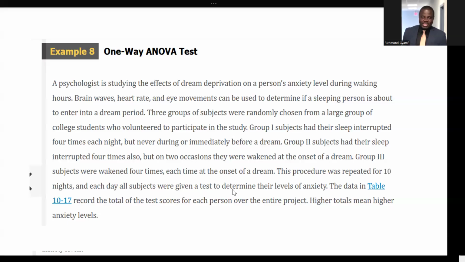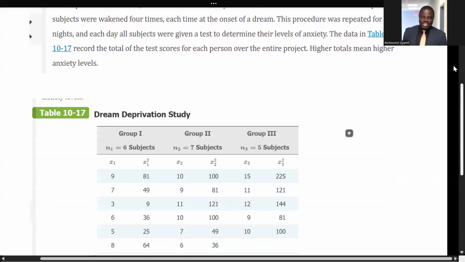So the table below records the total number of test scores for each person over the entire project. Higher totals means higher anxiety levels. Now, you can take time and read through this. Now, let's go to the table.